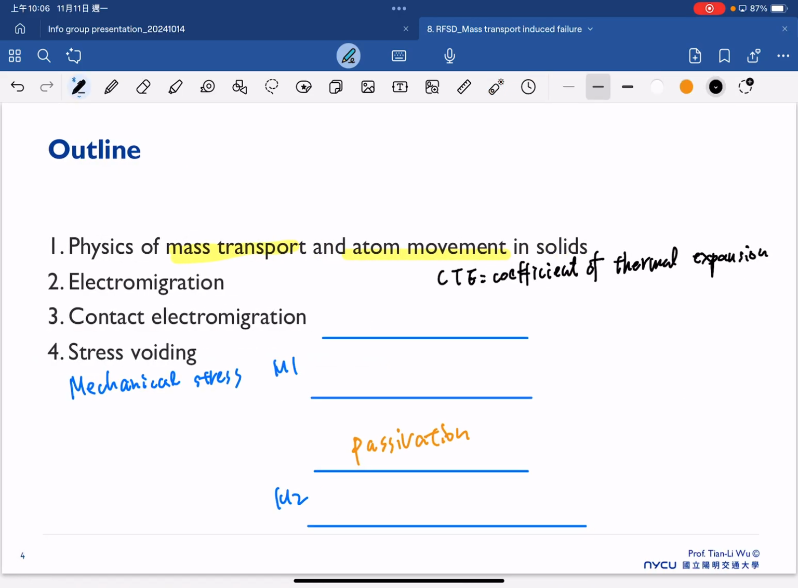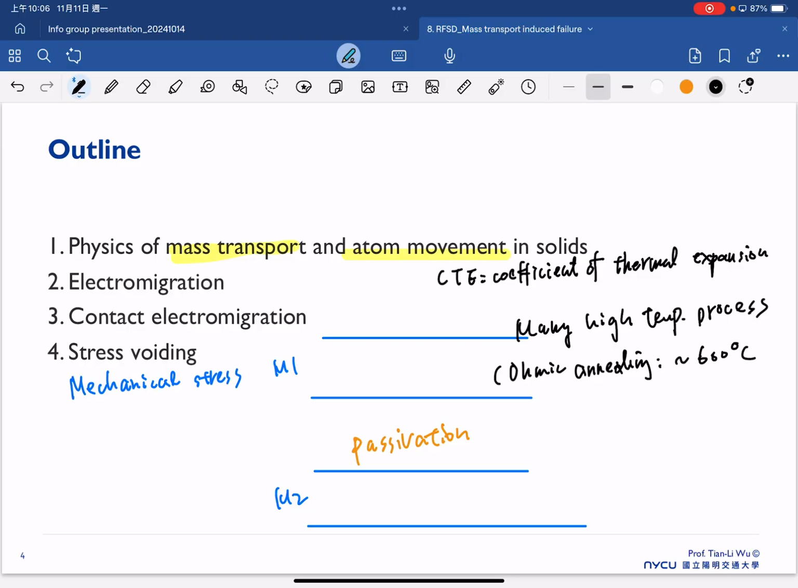So we have many high temperature processes. For example, our ohmic contact annealing. Our ohmic contact annealing is a temperature around 600 Celsius degree. And sometimes we have the passivation deposition. We try to lower the passivation deposition temperature, but that still involves a certain temperature. Probably in the range between 200 to 500, depends on what kind of process you will use.